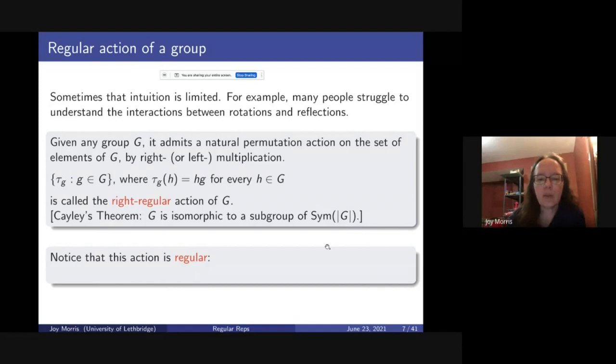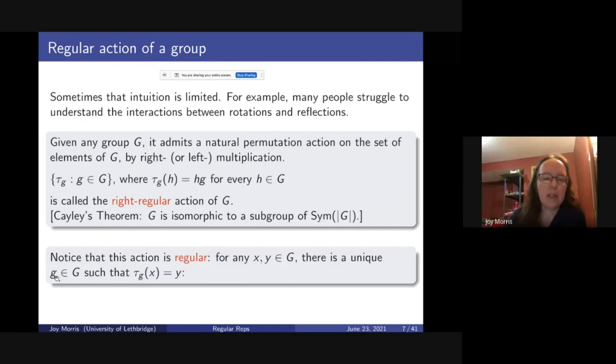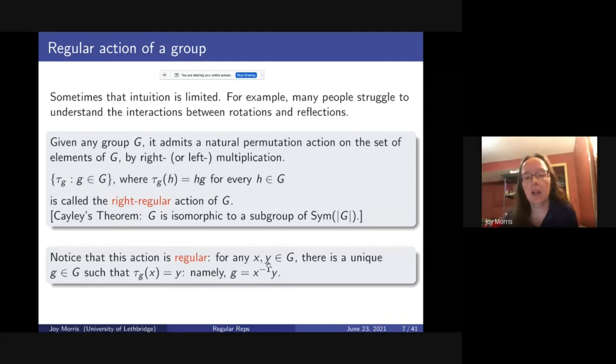This action is regular. Regular means that it's transitive, but it's sharply transitive. So for any two elements in our group, there's a unique element of our group that maps one of them to the other. So this X and Y are elements of the set on which my permutation group is acting, and G is an element of my permutation group, and there's a unique element of my permutation group, tau G, that maps X to Y. By taking G to be X inverse Y, when I right multiply X by that, I will get Y. And that's the only way to get Y, by right multiplying by some element of my group. So this means that the action is regular. There's exactly one element that takes any element of the set on which I'm acting to any other element of the set on which I'm acting.